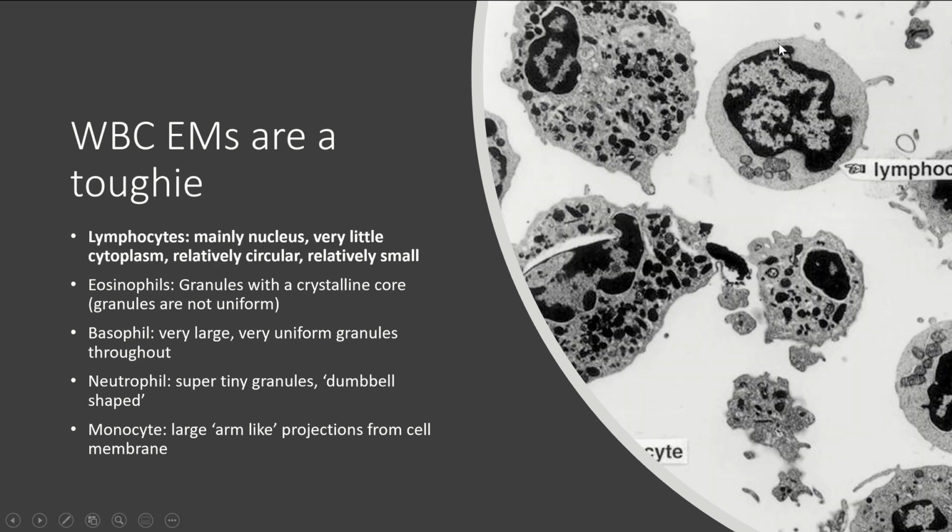Next is going to be a lymphocyte. And the way I identify a lymphocyte is it is mostly nucleus, right? Just like in light microscopy. So this is a lot of nucleus within the cytoplasm of this cell. There's not very much cytoplasm. They are also very pretty, right? This is such a cute little perfect circle, just like it is in light microscopy. So it is very pretty, relatively circular, relatively small, and it is mainly nucleus.